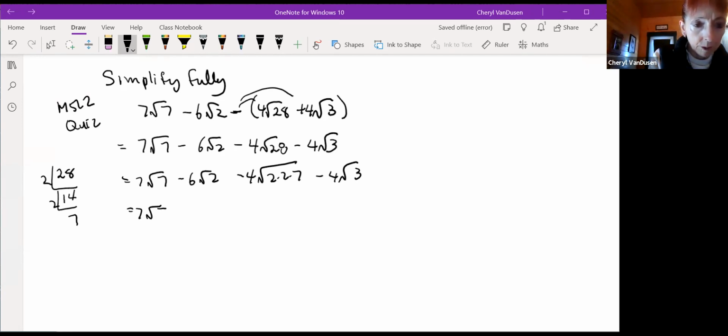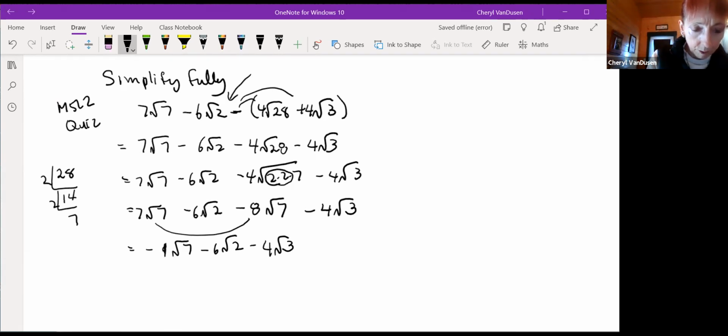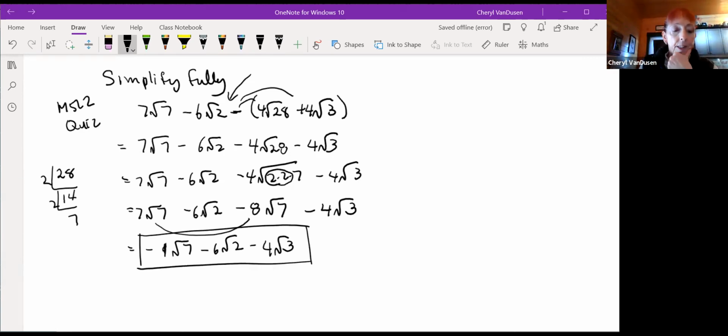So we get 7 root 7 minus 6 root 2. And then these guys come out. And I think we're okay. Can I write that as an 8, right? 4 times 2 minus 4 root 3. I don't know, maybe the initial question should have had a root 3 here, so we get some more things combining. But anyway, these two are the only thing that can combine. So we get minus 1 root 7 minus 6 root 2 minus 4 root 3. So I think I might have copied it not quite exactly the same from the quiz. I think that should have been a 3, and we could have put some more things together, but nonetheless.